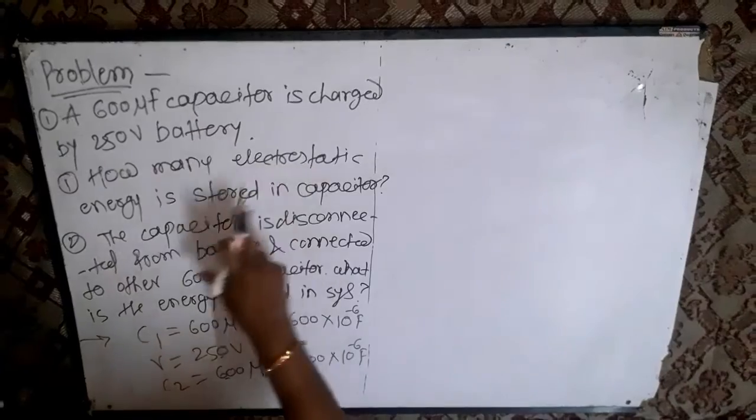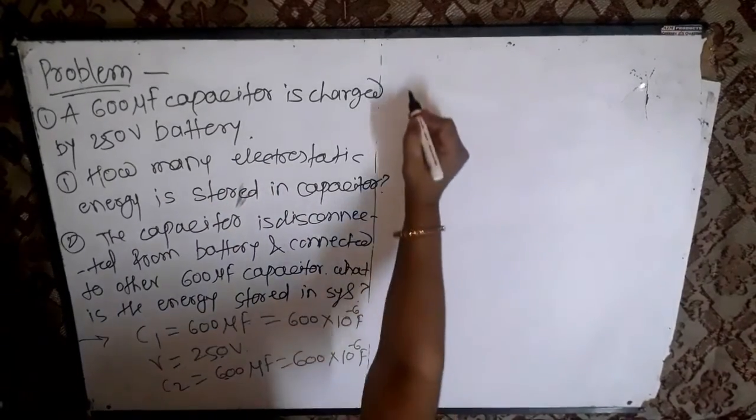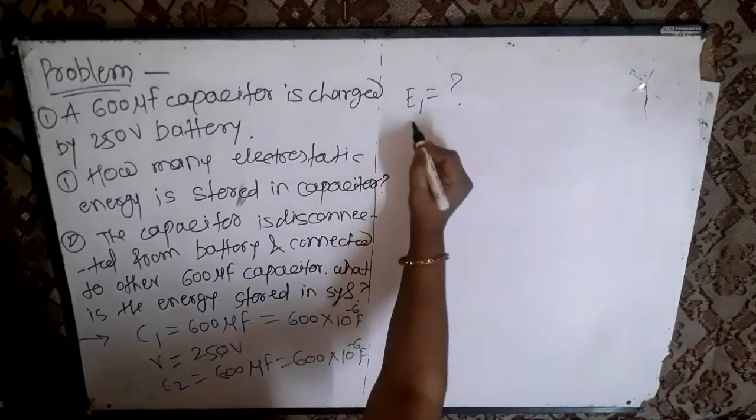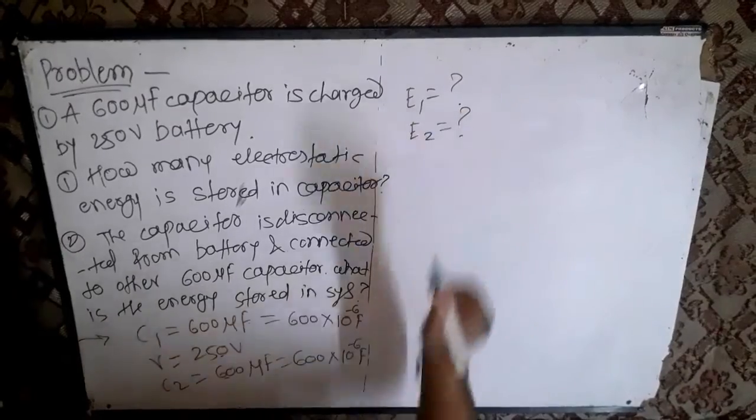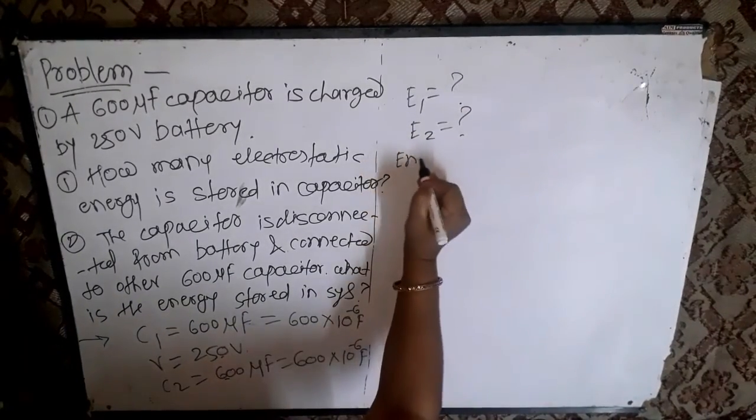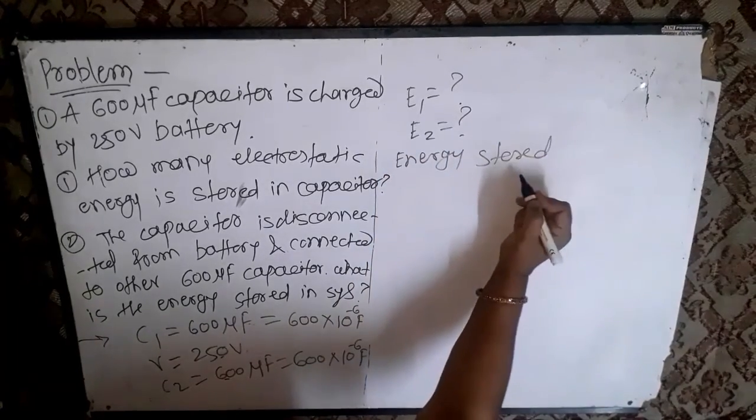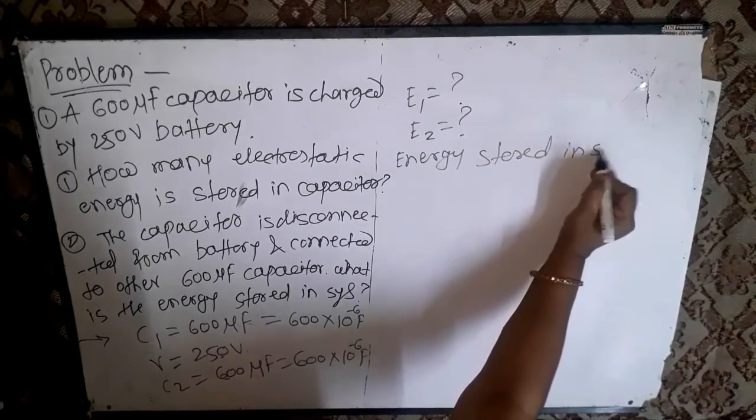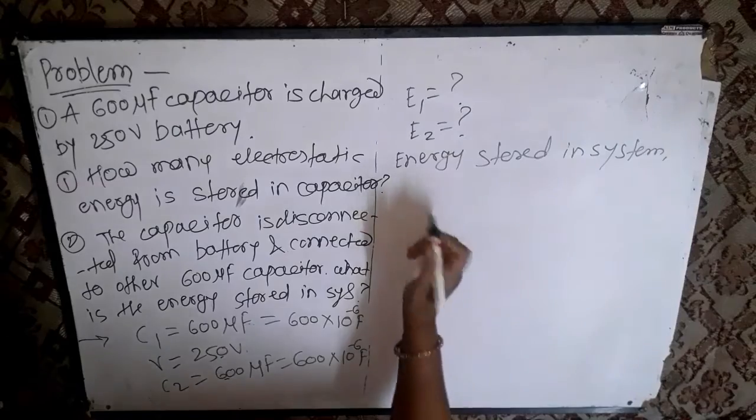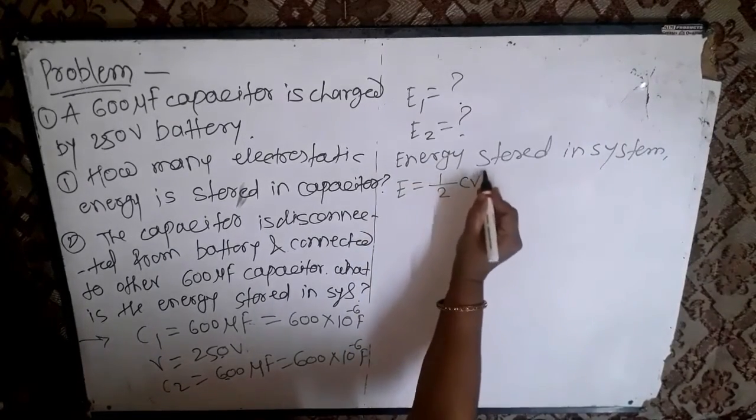First, how much electrostatic energy is stored in the capacitor? So E1 is equal to question mark, and second, E2 is equal to question mark, the energy stored in the system. The energy stored is given by the formula E is equal to half CV square.